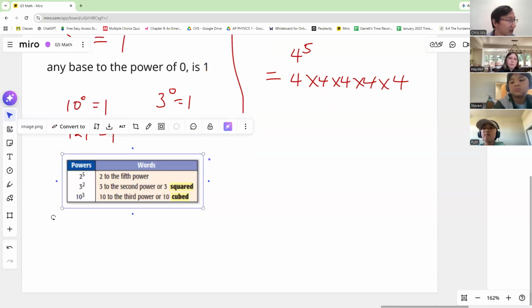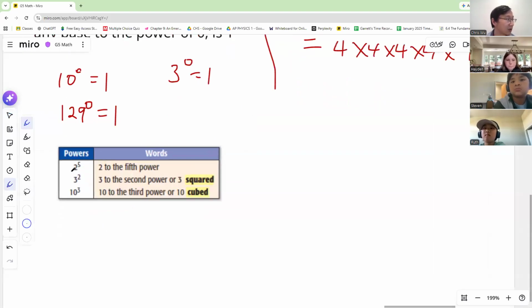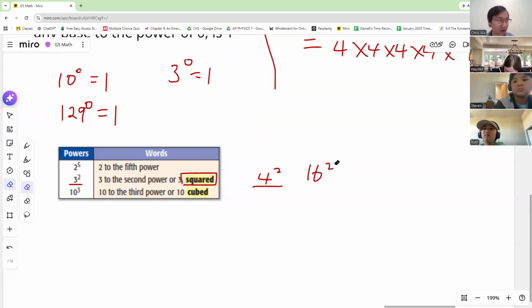Okay, so here is the common language that we use to describe power. 2 to the fifth power is 2 to the fifth power, right? But we can also say things like 3 to the second power, we call it squared. So whenever you hear the word squared, let's say 4 squared, it just means 4 to the second power. 16 squared is just 16 to the second power. And why is it called squared?